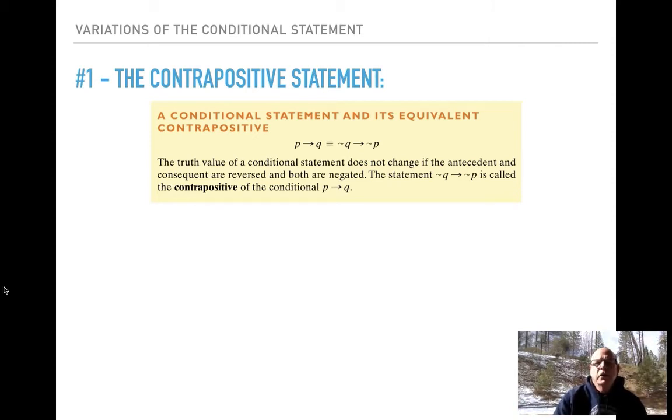It says the truth value of a conditional statement does not change if the antecedent and consequent, or in other words, the hypothesis and conclusion, are reversed and both are negated. So you need to see that. That's what we did here. So we took the P and the Q, we switched their order, put Q first and P last, and then we put nots in both of them. We put the negation in both of them. Okay? That's the contrapositive. You switch the order and put nots in both. So the statement not Q implies not P is called the contrapositive of the original statement P implies Q. Okay? Now again, we kind of looked at that before, but that's the definition of the contrapositive.